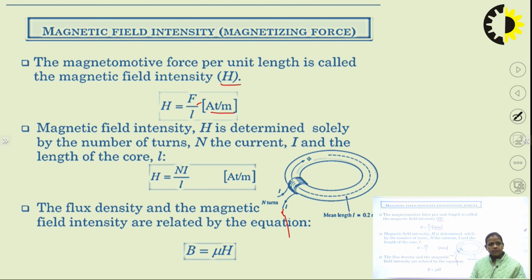Or we can define magnetic field intensity in terms of the number of turns, the current and the length of the core. So, we can define H as N into I upon L. The flux density and the magnetic field intensity are related by the equation B is equal to mu H. Mu is permeability.